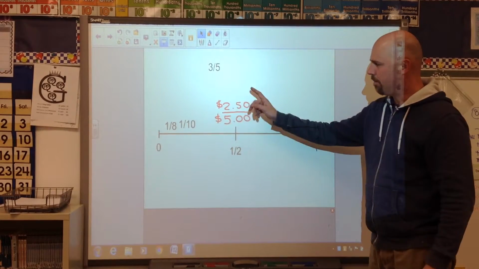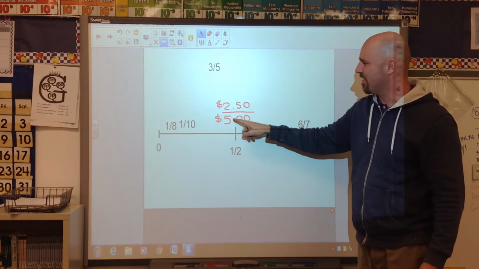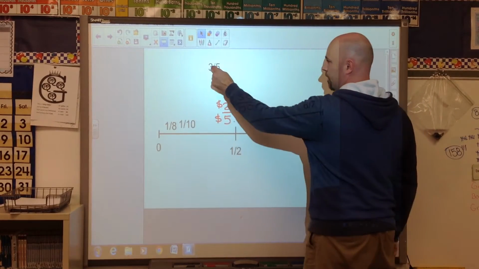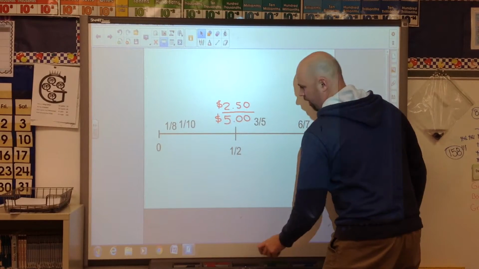So if this was such a thing as a fraction, that thing would be right in the middle there. Well, this is like $3 out of $5. This is slightly bigger than this. So 3/5 is going to be slightly bigger than 1/2.